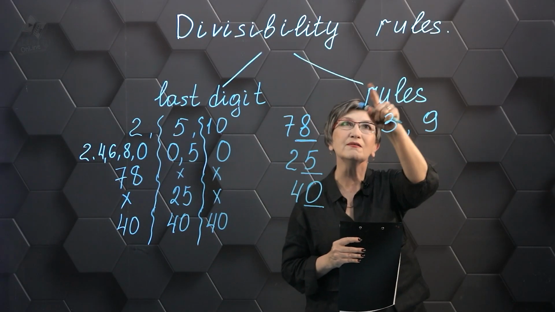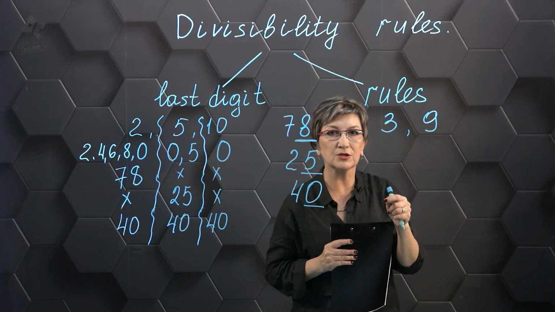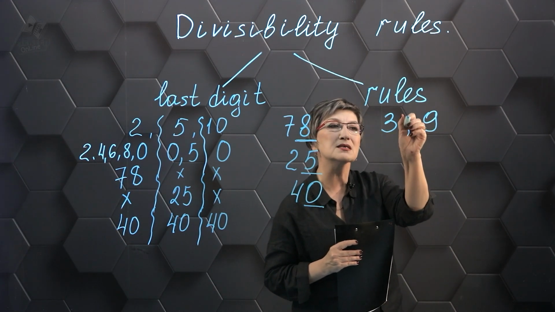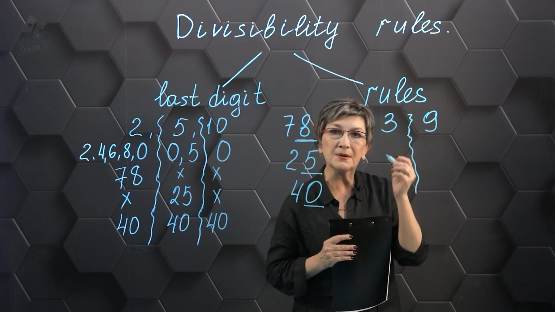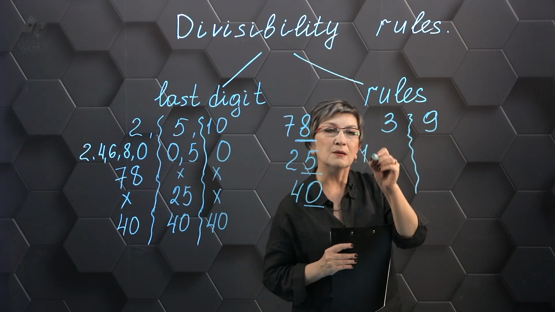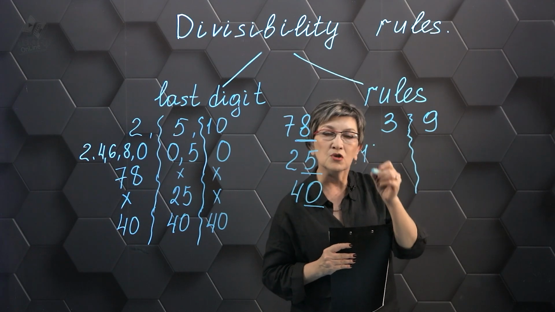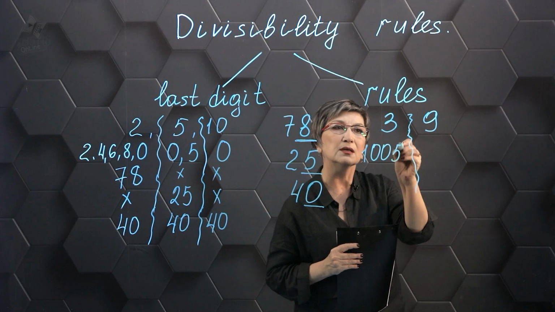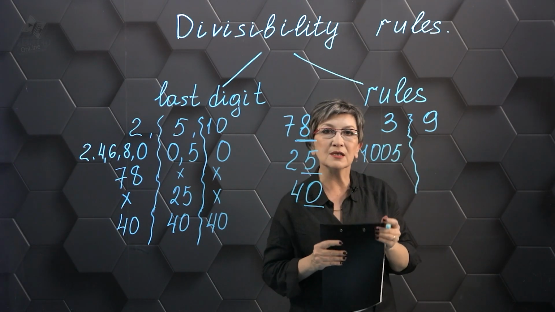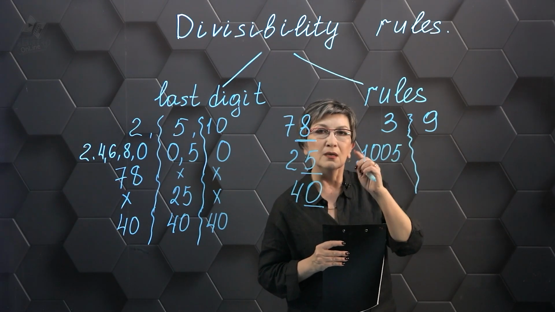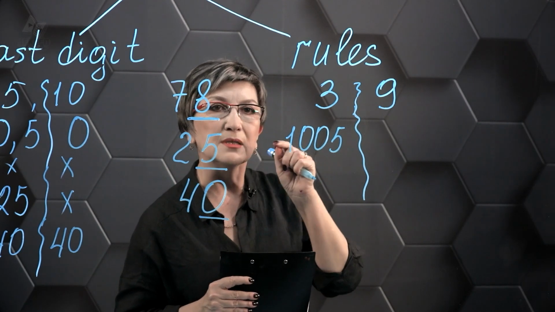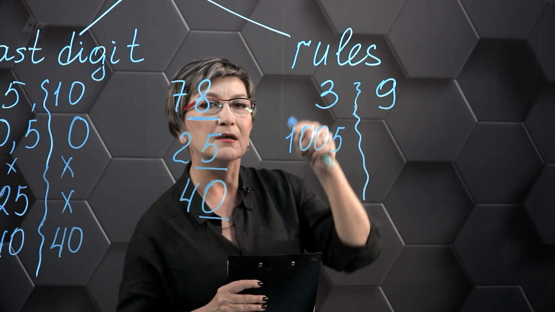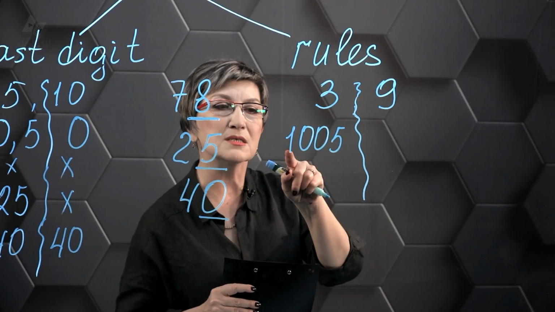Now let's look at the rules of divisibility by the number 3. When can a number be divided by 3 without a remainder? For example, we need to answer the question: can we divide the number 1005 by 3? What do we do in this case? There is a rule. In order to determine if a number can be divided by 3, we have to add up the digits.